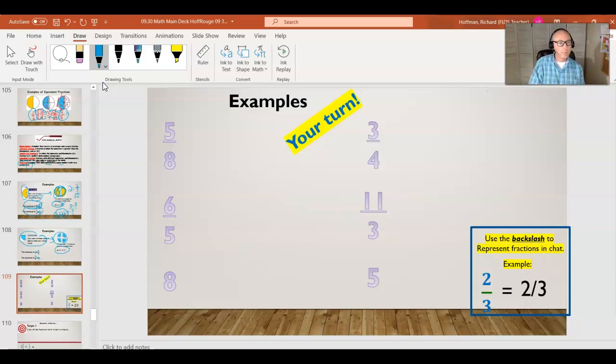Your turn. Stop the video and see if you could find the reciprocals of the following. All right, you're back. Let's see how you did. 5 over 8, you flip it, 8 over 5.